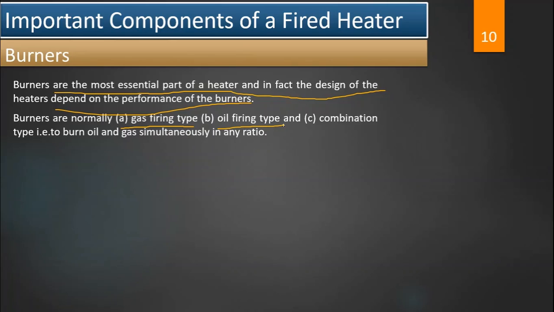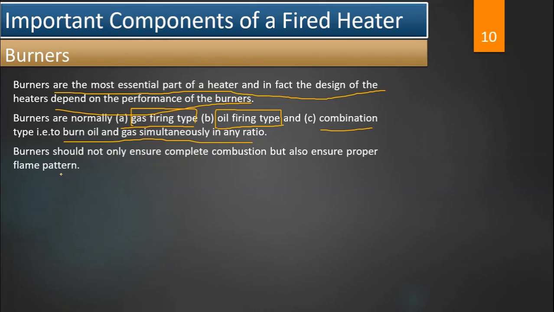Oil firing type means the burners where the fuel is fuel oil. So gas firing, oil firing, we all know about it, because in our day-to-day life we have gone through these two types of burners. The third one is the combination of gas and oil simultaneously in any ratio.